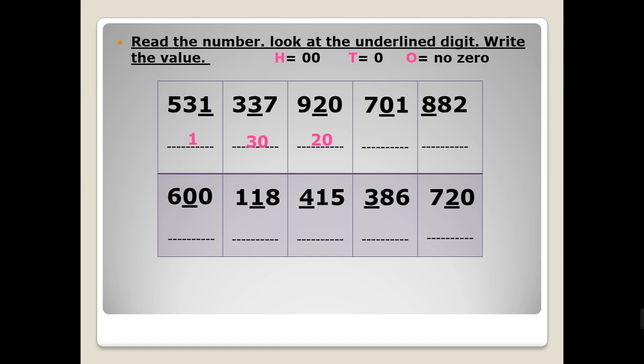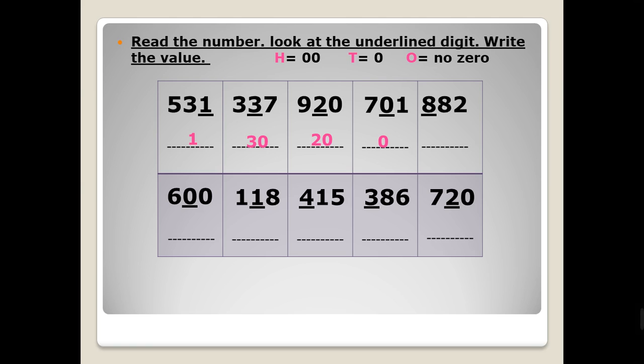701. Look, the underlined digit here is 0. The value of 0 in each place is equal to 0, okay? When we find 0 in the ones place, or in the tens place, or in the hundreds place, the value of 0 is equal to 0, okay? So I will write 0.